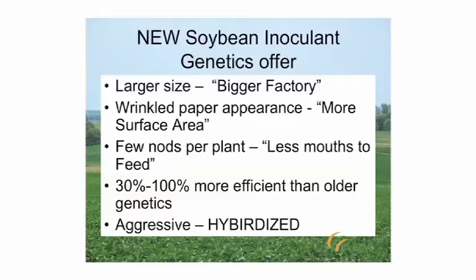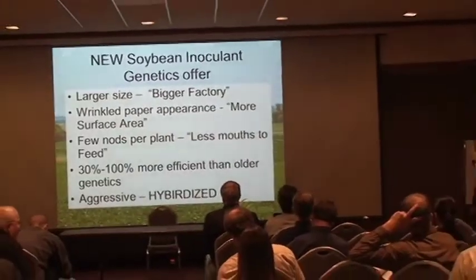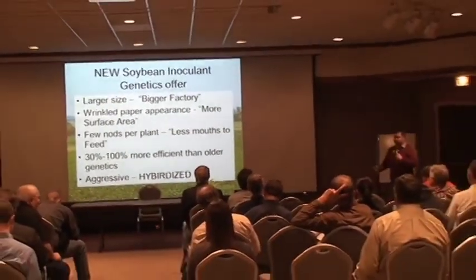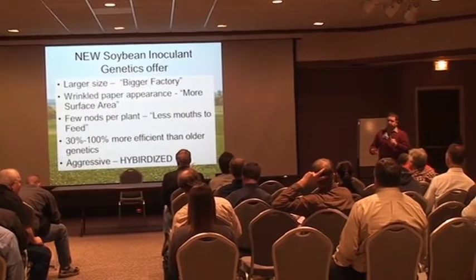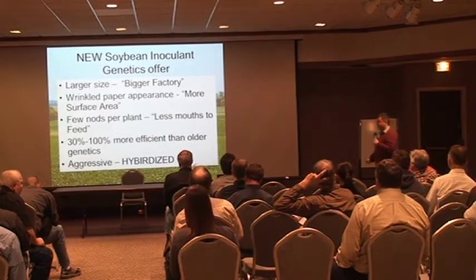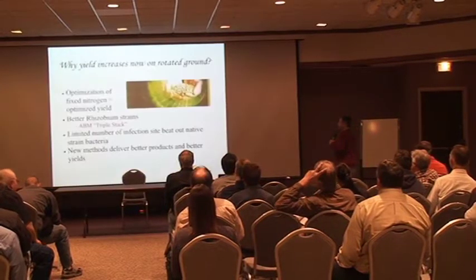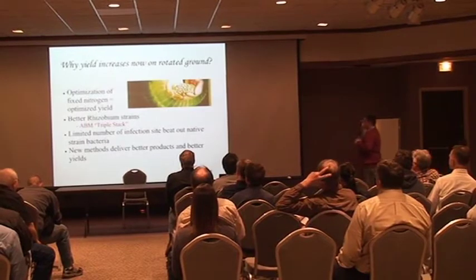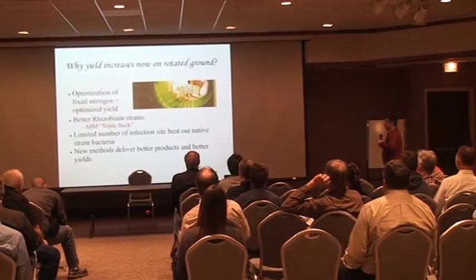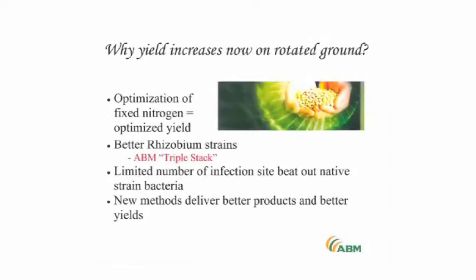So when it comes to nodulation, there is a difference in genetics. And I think this is something that everyone needs to be aware of, that the soybean inoculant that we had 15 years ago is not the same soybean inoculant in the marketplace today. So we can see improvements, especially in rotated ground. Why are we seeing yield increases in rotated ground when we haven't in the past? Well, we do have better strains of rhizobium, so it comes down to genetics. And we do have better production methods and delivery methods.